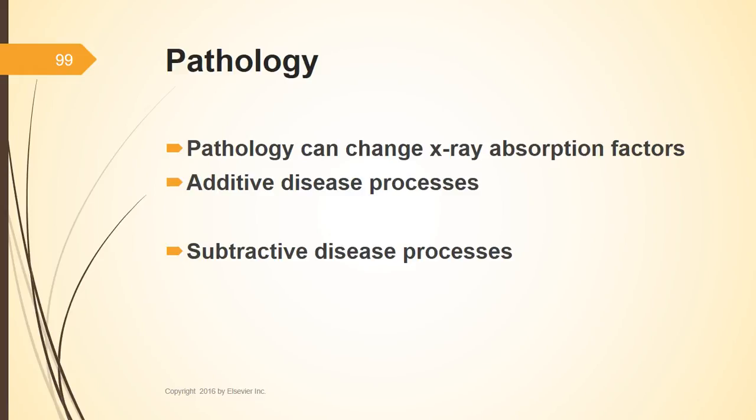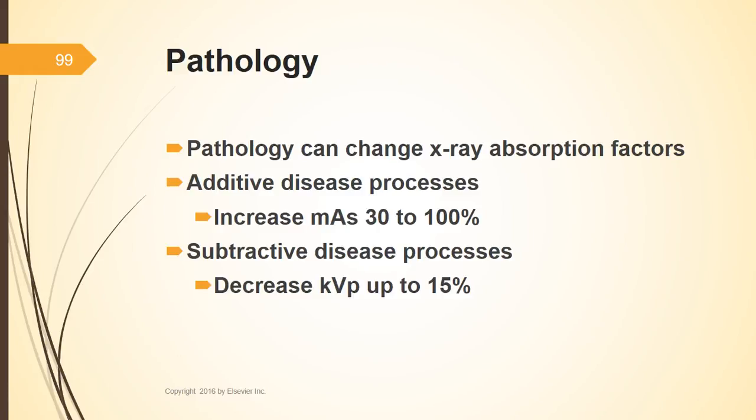How do people get metal? Well, what if they've had a hip replacement, a shoulder replacement? Anything that they've got in their body is going to create a reason to increase your mass by 30 to 100%. It just depends on what it is that they've got different. But that's an additive disease process. Then you have a subtractive disease process. This is less absorption of the beam because there's increased air or decreased tissue, just like the thin skin that I pointed out. With that, you're going to decrease your technique by as much as 15%.